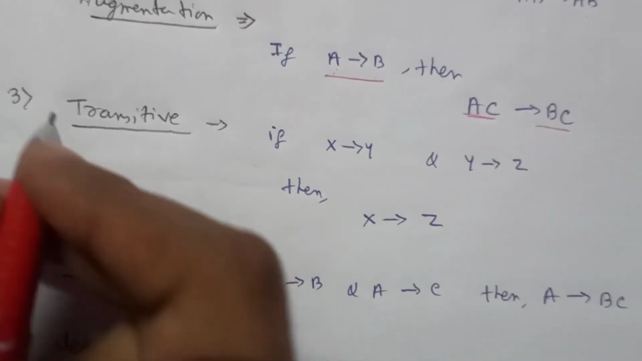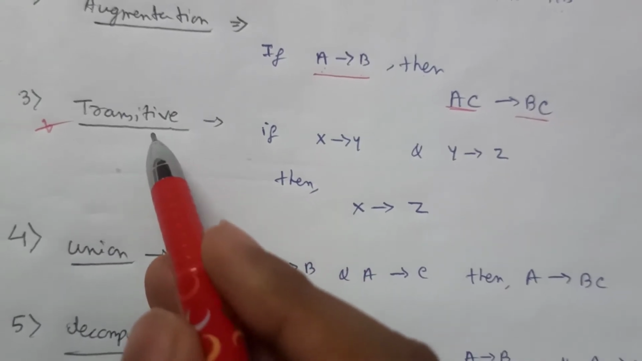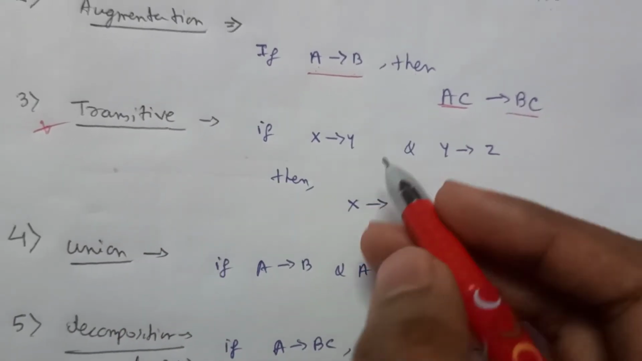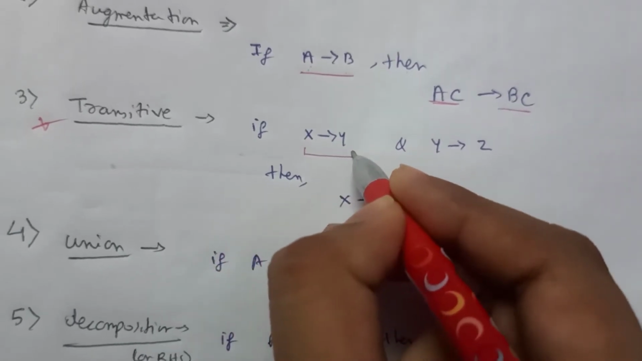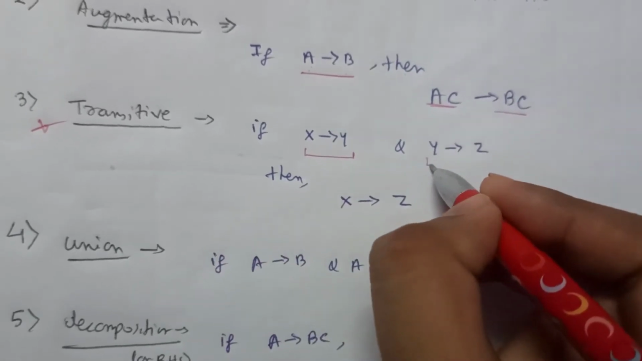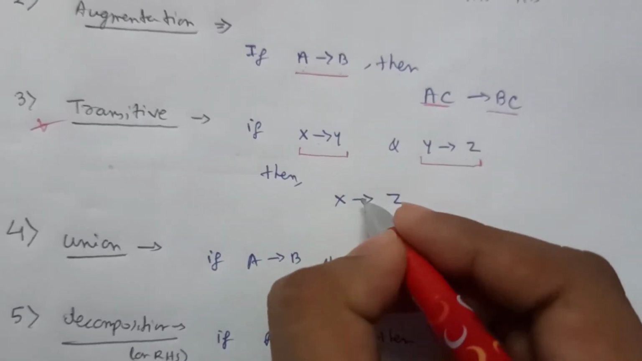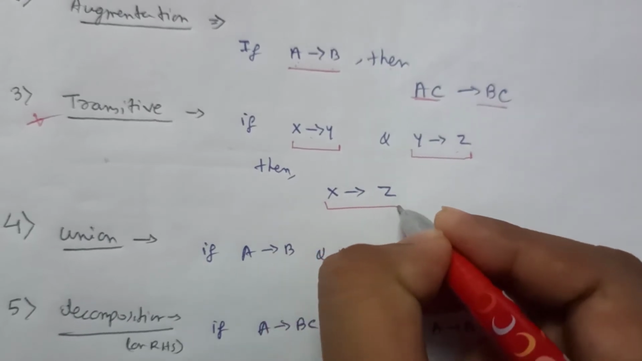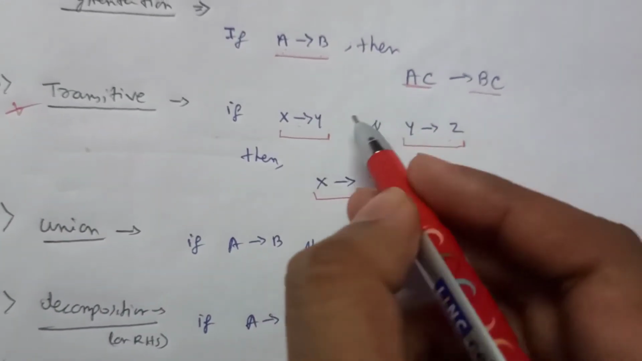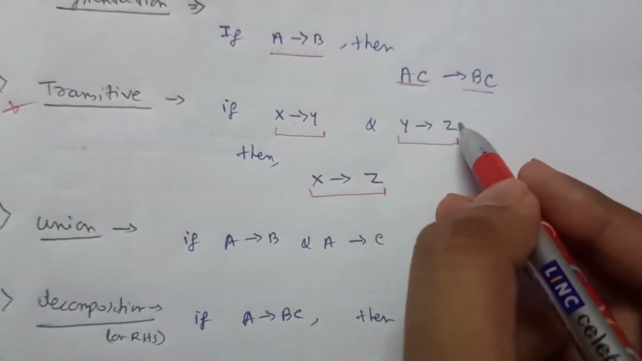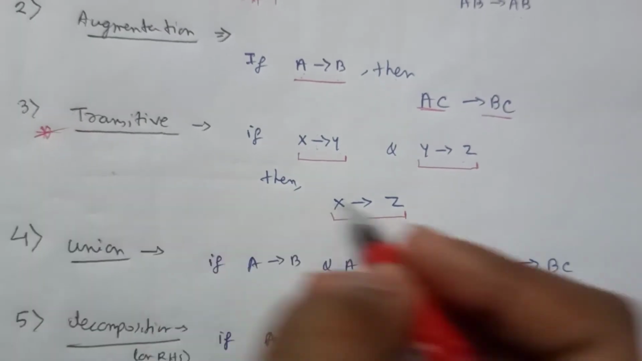Now let's go to our most important property. It is the transitive property, which I have already explained in my previous video once. We will see it again. If X can determine Y, and also Y can determine Z, then we can say that X can determine Z from the transitive property. I think we already know what the transitive property is. If X can determine Y and Y can determine Z, then X can determine Z. This is important. Remember that.